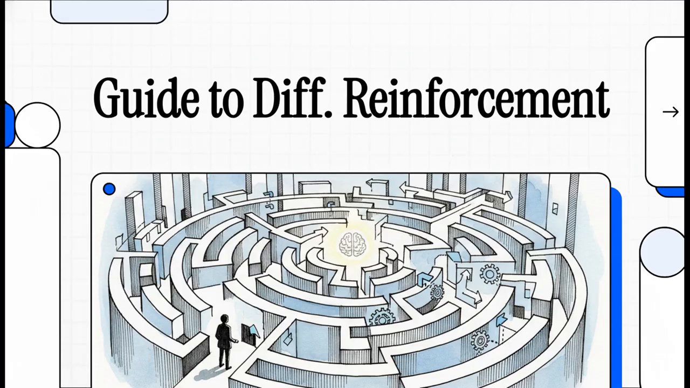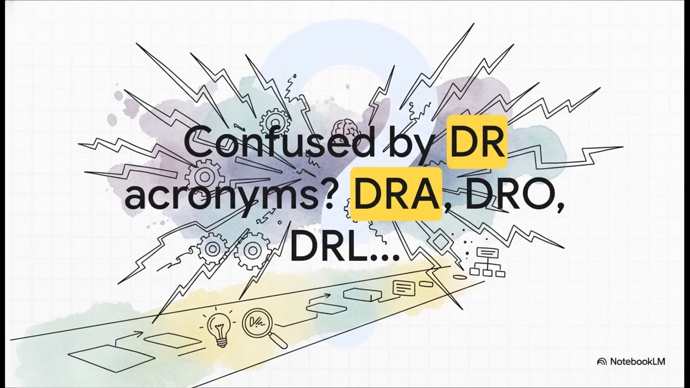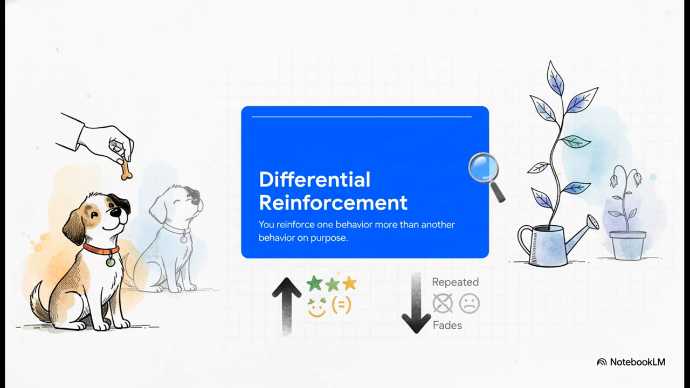Let's do this. First things first. If you've ever looked at DRA, DRO, DRL, and all the rest and felt your brain start to short-circuit, you're definitely not alone. It's like an alphabet soup, and they're designed to be confusing. It's a classic exam trap. But stick with me, because by the end of this, you'll have a rock-solid way to tell them apart. Every single time.